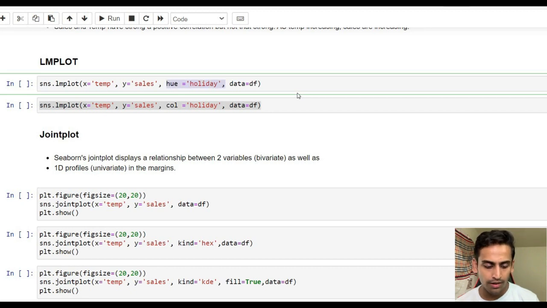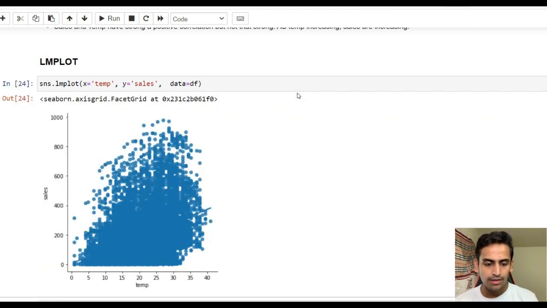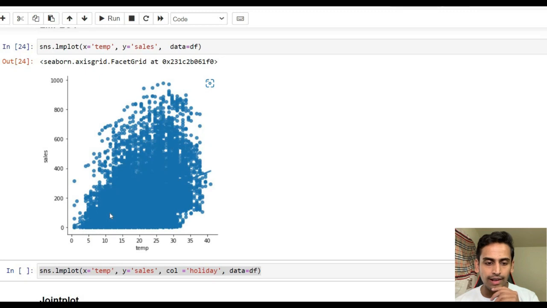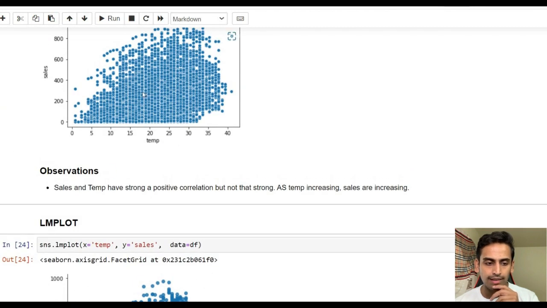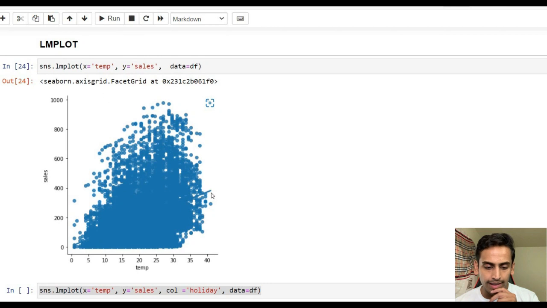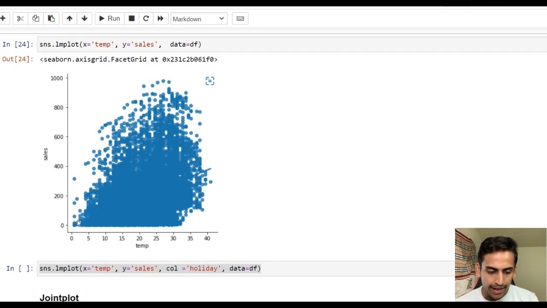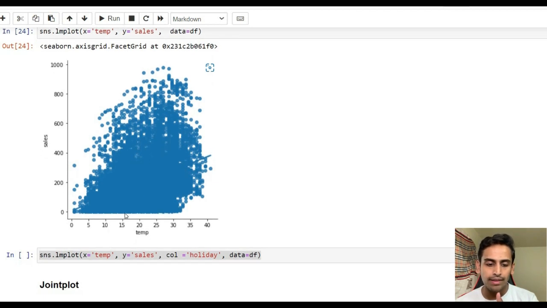Let me remove this particular parameter. We can do it later on. So the function is lmplot, and on the x-axis I'm plotting temperature, on the y-axis I'm plotting sales, and we can see that it looks similar to a scatter plot, but what it has done is add this linear regression line. I don't know whether it's visible or not, but you can see there is a line going. It's showing the relationship between temp and the sales.